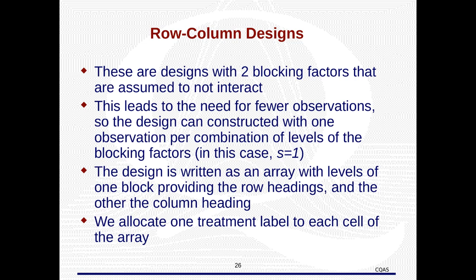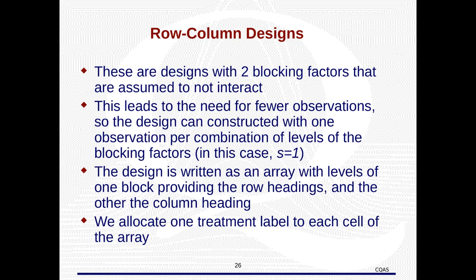We arrange our design as a 2-dimensional array where one blocking factor defines the rows and the other defines the columns. Each cell in this array receives exactly 1 treatment label. This arrangement dramatically reduces the number of observations needed compared to designs without blocking. The efficiency gain is substantial. By leveraging the structure of both blocking factors, we extract maximum information from minimal data. This becomes particularly valuable when observations are expensive or time-consuming to obtain.